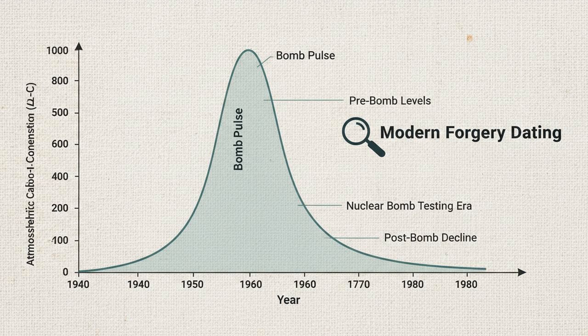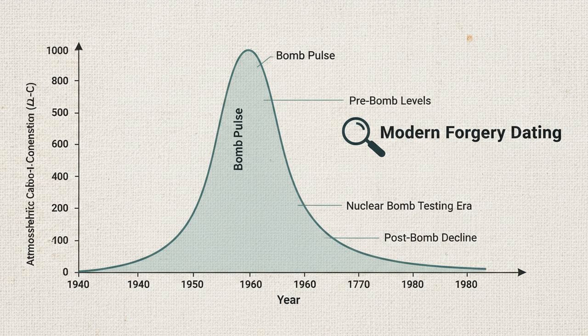However, humanity unwittingly created the ultimate forensic tool in the mid-20th century. Between 1945 and 1963, prior to the Nuclear Test Ban Treaty, atmospheric nuclear weapons tests doubled the concentration of carbon-14 in the atmosphere. This is known as the bomb pulse effect.